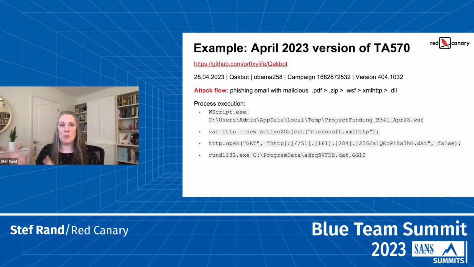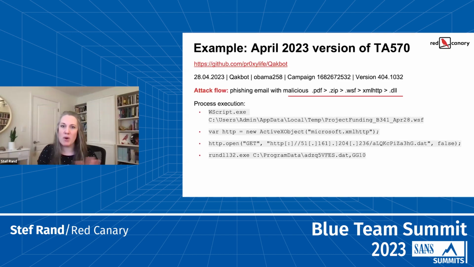So this is an example from April 2023, so earlier this year. I'm going to show you a previous example and then a more current example to give you an idea of some of these changes that they make over time. So this is the president's affiliate. The attack flow was a phishing email delivering a malicious PDF, and then you've got different associated downloads in an attempt to evade Mark of the Web detections. You've got zip files, you've got that WScript file, you've got a really interesting XML HTTP command, and then of course you've got the Qbot DLL that executes ultimately.